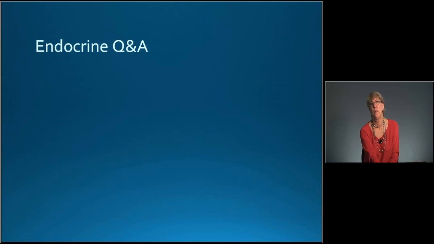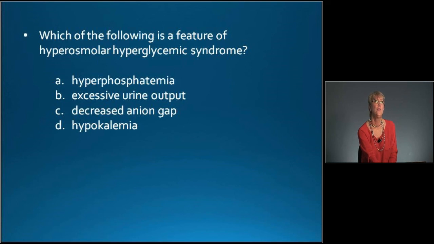All right, let's do a little bit of endocrine Q&A and then we'll wrap this session up. So which of the following is a feature of hyperosmolar hyperglycemic syndrome? And remember too, in some of your answers, it's pretty straightforward. Not always. Usually there are 2 great answers and 2 that you could pretty much throw out. So which of these is a feature of HHS? Hyperphosphatemia? No, the phosphorus is going to fall.